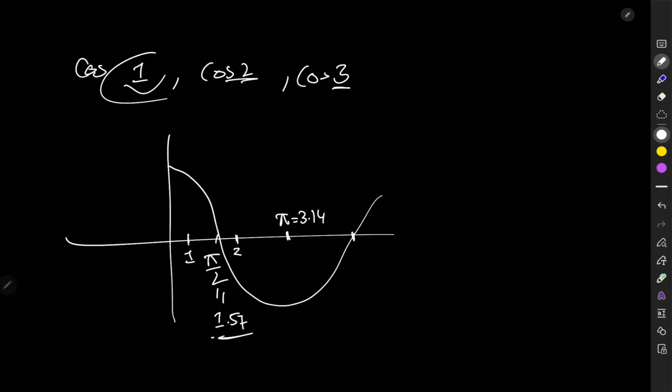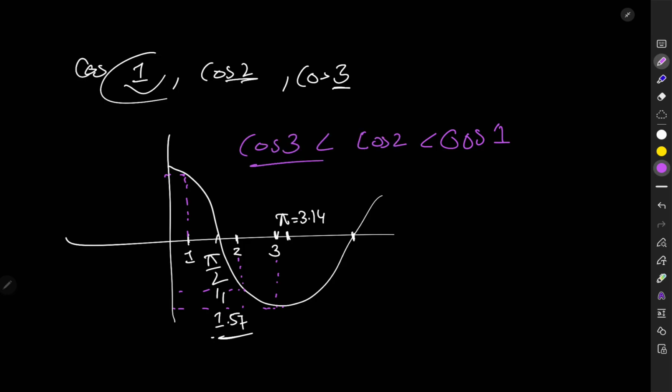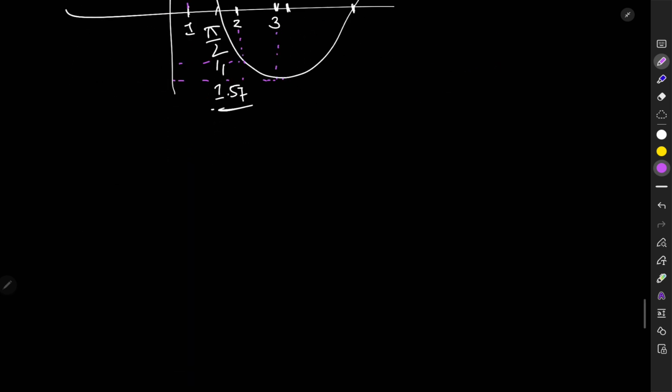And what about 3? 3 will be slightly before pi. So you can see clearly that 1 is the largest, so cos 1 will be the highest. The second is going to be here, and 3 is going to be here. After pi only it starts increasing again, so we need not worry about that. So cos 2 will be the second highest and cos 3 will be the least. That's how you calculate it. Fine. Now let's see another concept.